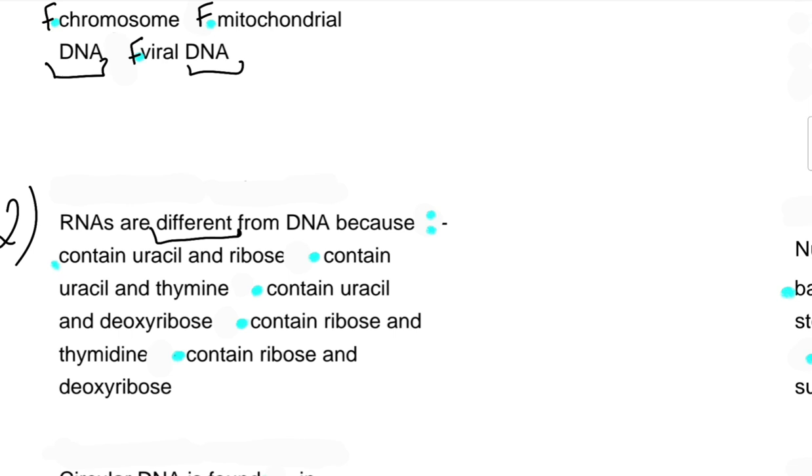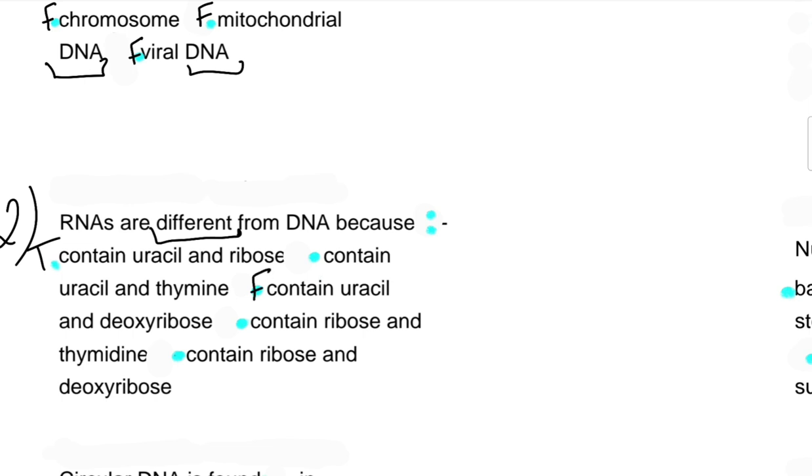So they contain uracil and ribose. Yes, exactly. Because DNA contains deoxyribose, which is also different from ribose. DNA contains thymine, however, RNA contains uracil. So here, that's correct. Okay. Contain uracil and deoxyribose? No. RNA does not contain deoxyribose.